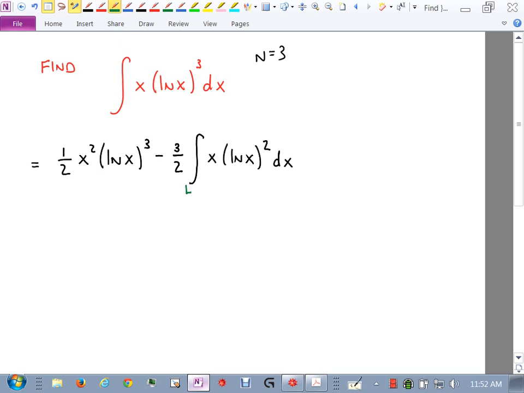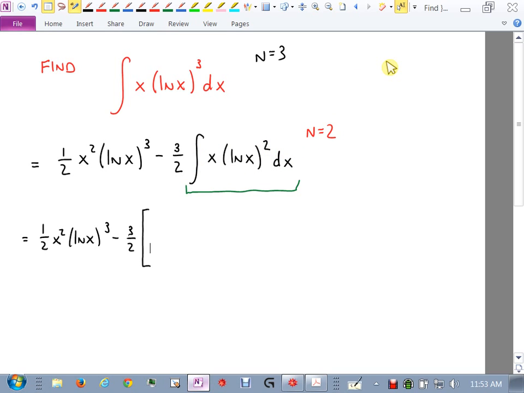Now, this integral is a new integral. It has the same format, so the n for us here is what? Is 2. So we reapply the formula to just that integral, and the power will come down again. But we still have to keep all this in the front with it. So we've got 1/2 x squared natural log x to the third minus 3/2. What do you think I should put here after the 3/2? Maybe a bracket or something? And now we're doing the reduction formula on just this, with n being 2 now.